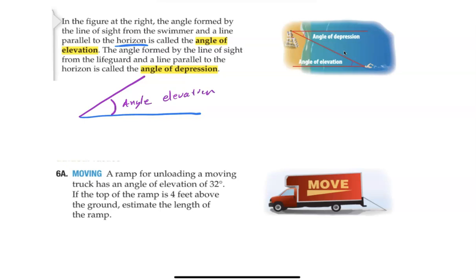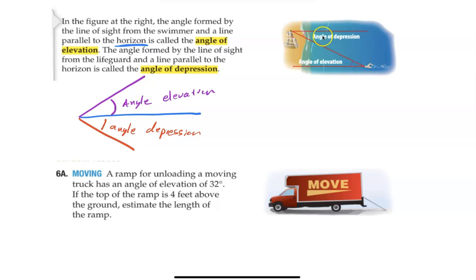The line that goes below that is an angle of depression. So that's the general idea. You have a horizontal line, and below that is the angle of depression. You can see this right here. Like here's the lifeguard looking ahead, and then the angle below that is the angle of depression. And then we have the swimmer here, straight ahead. There's my angle. There's my horizontal. The angle above that is elevation.